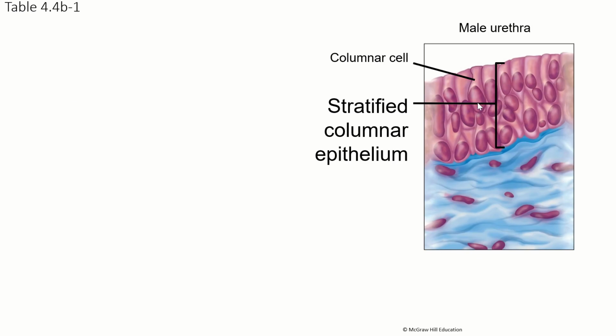There is very rarely stratified columnar epithelium; I think the male urethra is the only one. Notice it does not have cilia. So if you see cilia, it's definitely not stratified columnar epithelium. It's definitely pseudo-stratified. And here you can see really clearly the distinctions between the cells. Now, obviously, this is a diagram, okay?